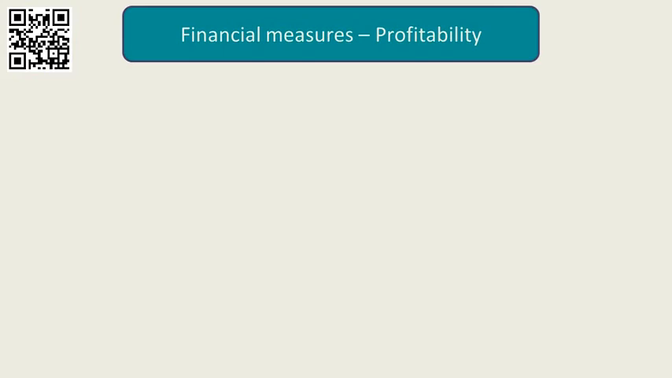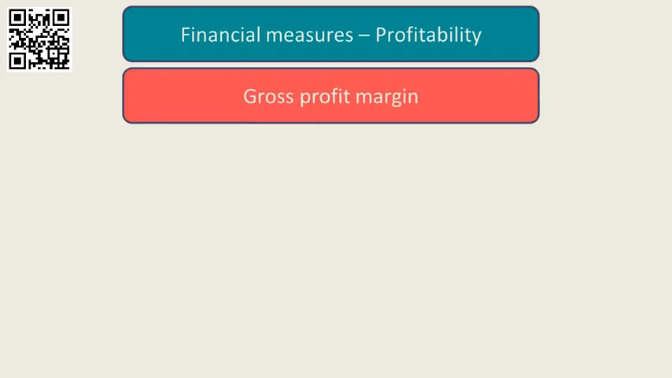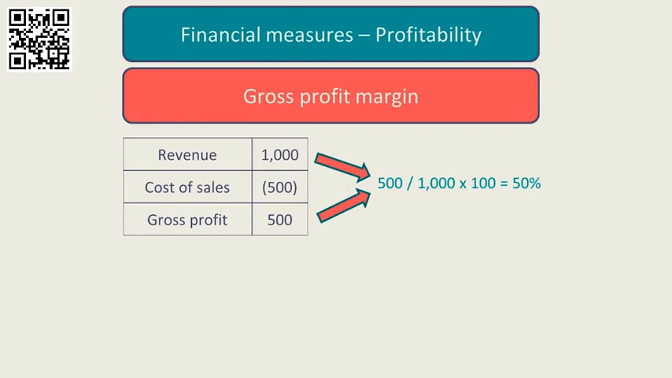The first one we will look at is called the gross profit margin. The calculation for this is the gross profit divided by the revenue. The ratio is usually expressed as a percentage, and from the company's perspective, the higher the better. To improve this measure, a company will need to either increase its revenue or decrease the cost of sales.